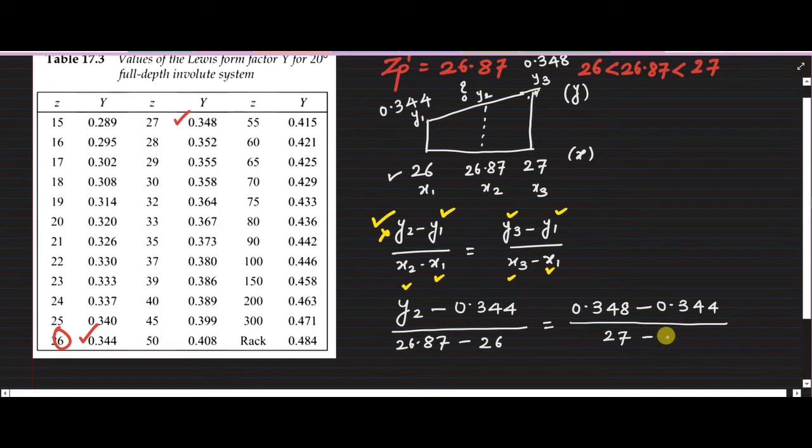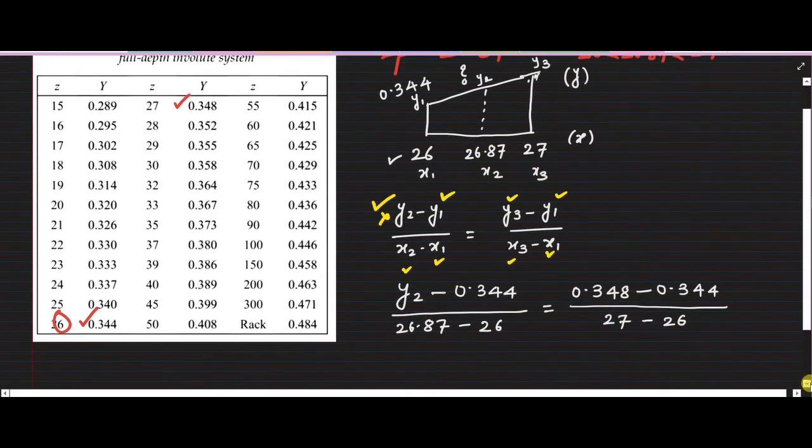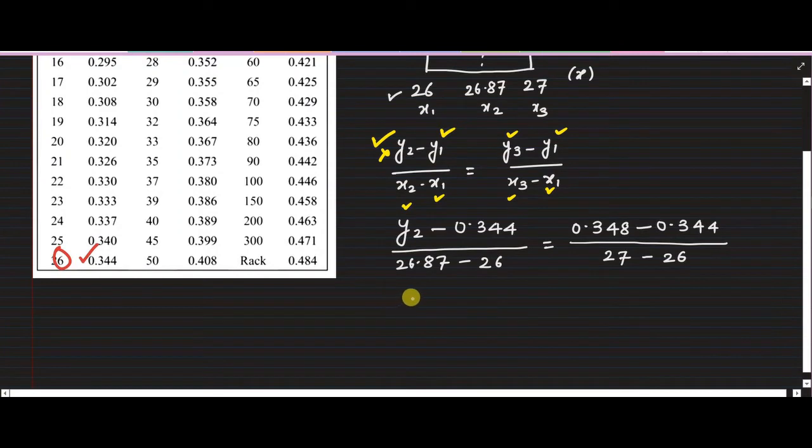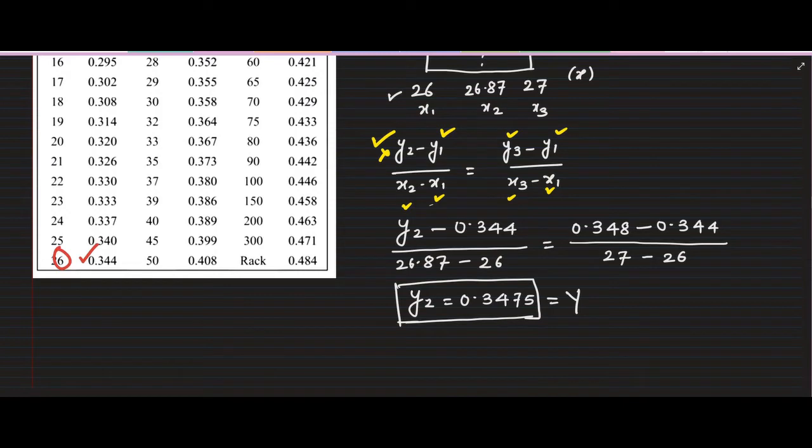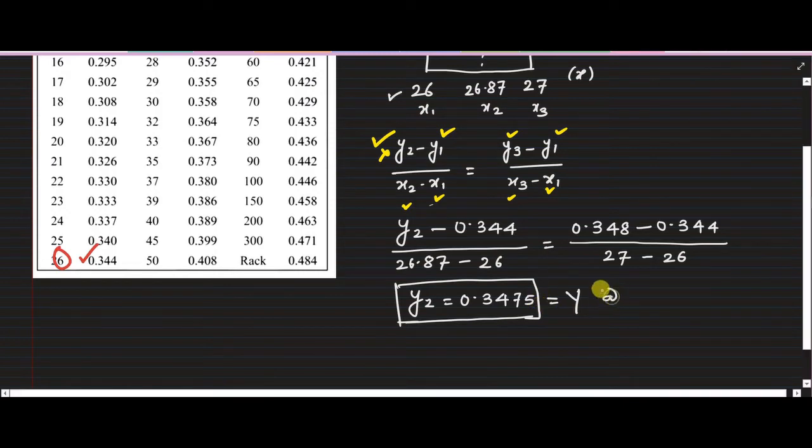So now when you solve this equation, it is pretty simple. Ultimately you will get the value of y2 as 0.3475. So this is the value of y2, or simply the value of Lewis form factor that we need in our analysis. So we have obtained that value when virtual number of teeth is equal to 26.87. So we will proceed with that now.